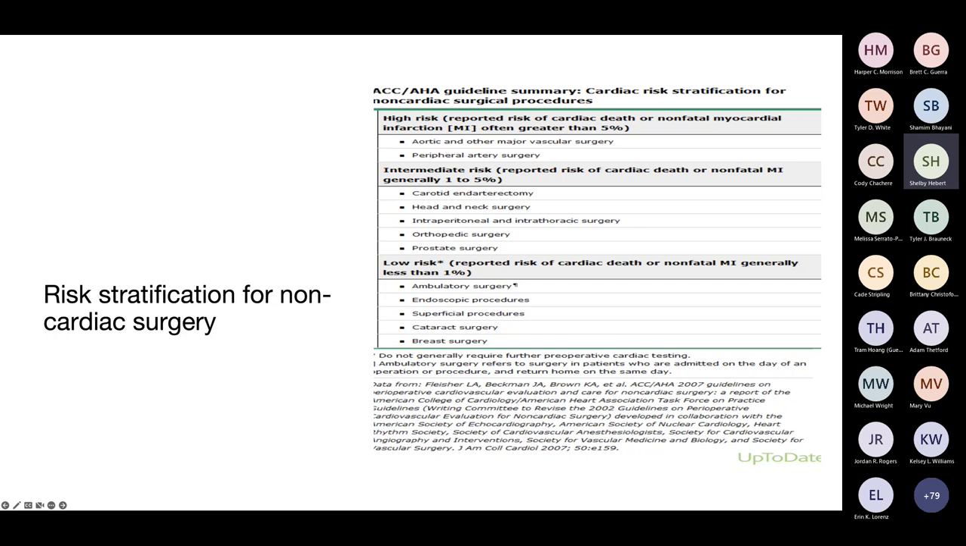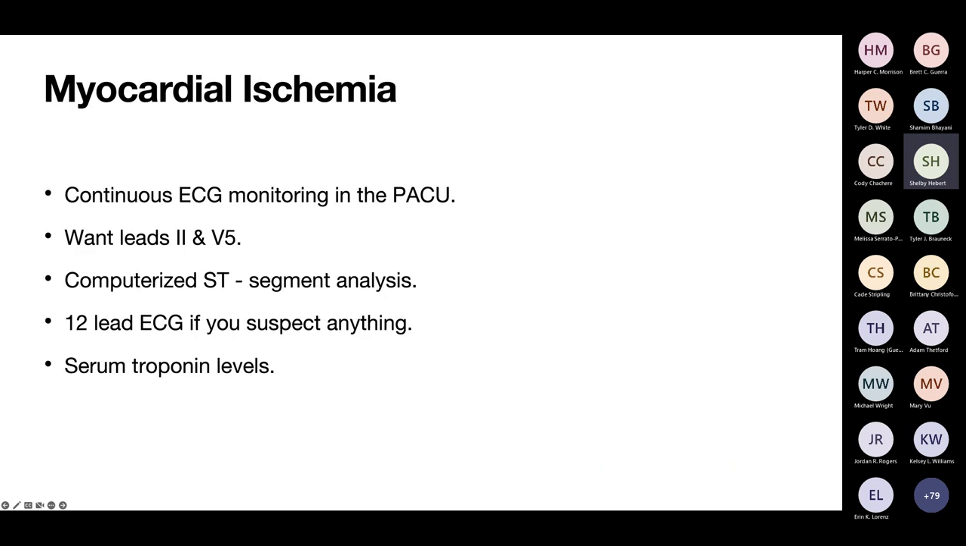So intermediate risk from there, carotid endarterectomies, head and neck surgeries. Again, kind of significant surgeries, but not quite as big as the big vascular cases or big cardiac cases. And then finally, low risk stuff: endoscopies, superficial stuff, cataracts, plastics, ambulatory surgeries. Patients that are low risk generally don't have to have any sort of additional testing done. But this kind of helps you figure out patients that are a little bit more likely to have complications.